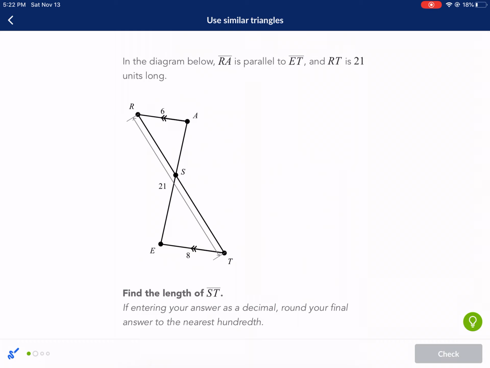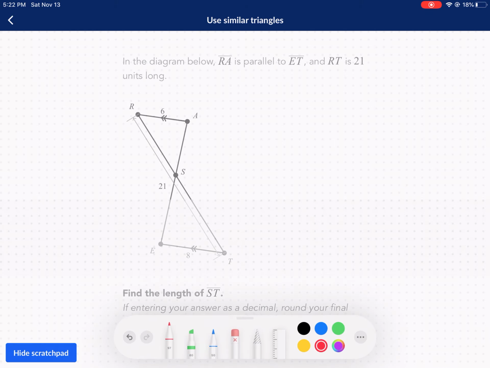In the diagram below, RA is parallel to ET, and RT is 21 units long. Okay, so let's fill in some things here. RA is parallel to ET, and then we have RT is 21. Okay, this is different. I'm actually kind of thrown off guard by this problem. This is different than the other ones. RT is 21, so this whole distance is 21.